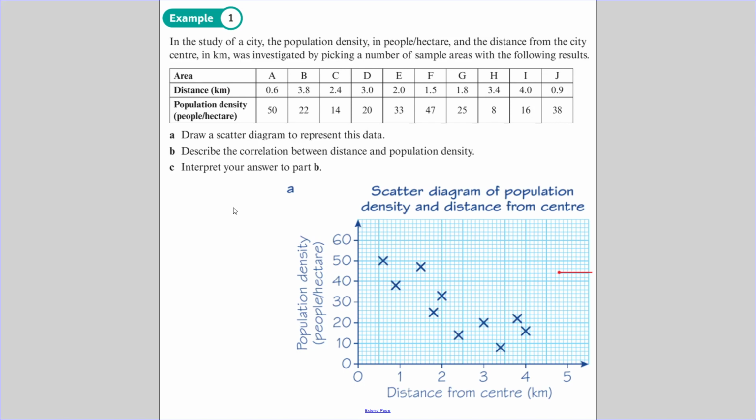So that's the difference between describe, which is weak negative, and interpret, which is as the distance goes up, the population goes down. You need to make sure that you have these words describe and interpret the correct way around, because if you write an interpretation for B and a describe for C, you won't get the marks because you've not done either of the two things asked in the question.